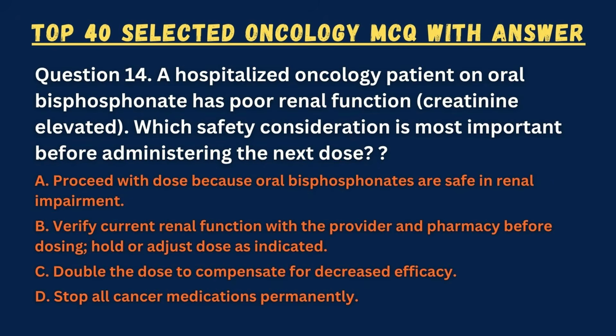Question 14. A hospitalized oncology patient on oral bisphosphonate has poor renal function, creatinine elevated. Which safety consideration is most important before administering the next dose? A. Proceed with dose because oral bisphosphonates are safe in renal impairment. B. Verify current renal function with a provider and pharmacy before dosing. Hold or adjust dose as indicated. C. Double the dose to compensate for decreased efficacy. D. Stop all cancer medications permanently.